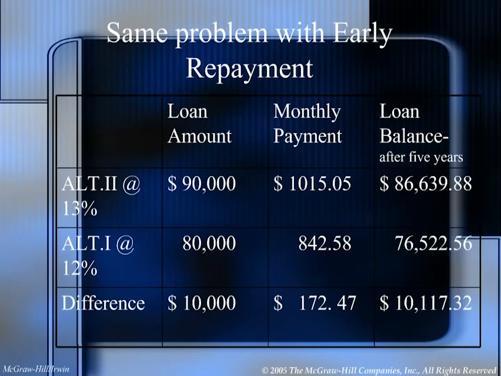Let's expand upon this problem. So the same problem, except now we'd say, what if we paid it early? What if we paid it off after 5 years? What would be the results then? We still have the same loan amounts, still 90 and 80,000, still at the same rates, still the same monthly payments. But now we need to find out what the balance would be on each of these loans after the 5 years. You see those are calculated in the last column.